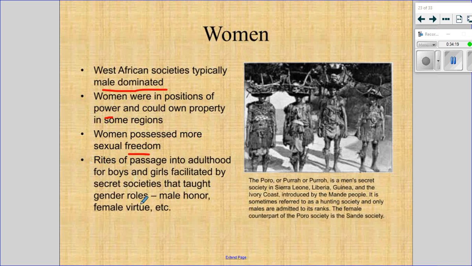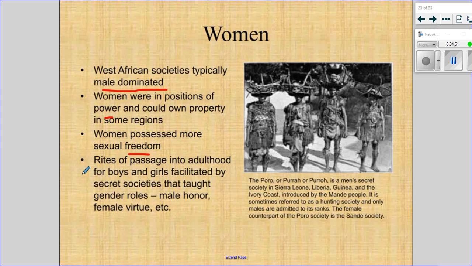Rites of passage in adulthood existed for boys and girls. A lot of times they had secret societies, basically, in which young boys and young girls would go off separate from the rest of the village and learn about the expectations, about the gender roles that had been assigned to them. Basically, like male honor, female virtue, that kind of stuff.